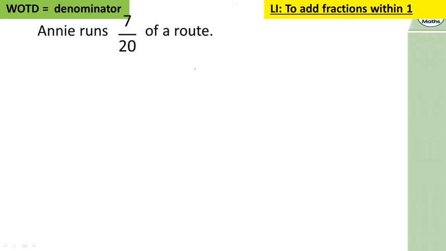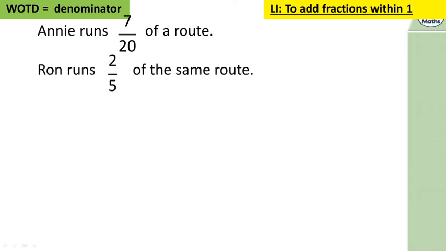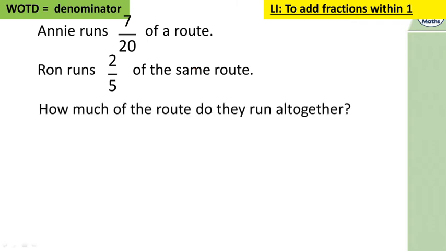So Annie runs 7/20ths of a route. Ron runs 2/5ths of the same route. Maybe you're looking at those fractions already and thinking how you can make those denominators the same. So let's have a look at the question. How much of the route do they run all together? So we can see from that word all together, we're going to be doing an addition sum. So all together means putting them all together.